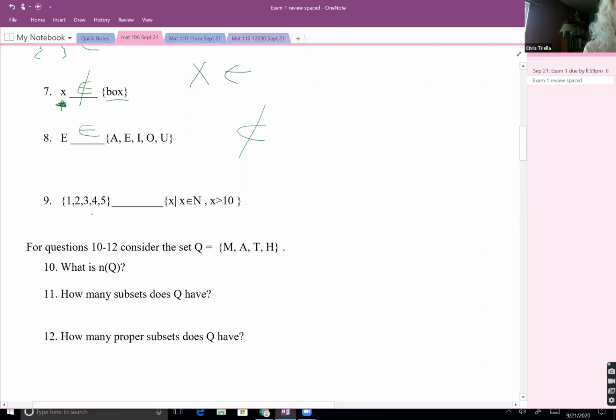Now, 9, on the left I have 1 through 5. What do I have on the right? 1 through 9. Let's look at this. Are we saying X is smaller than 10 or bigger than 10? Greater than. So that's going to be 11, 12, 13. Well, they're both sets because they have braces. But is this a subset of this? Are these numbers contained in here? No, so it's not a subset.